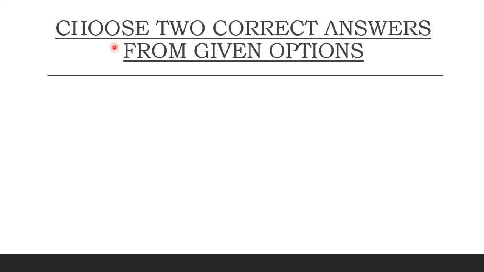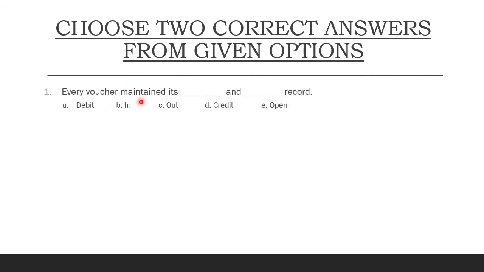Now the question is, choose 2 correct answers from given options. So we want to select any 2 correct answers from the given options. So let us see the question. Every voucher maintains its dash and dash record. So what type of record is every voucher maintaining?